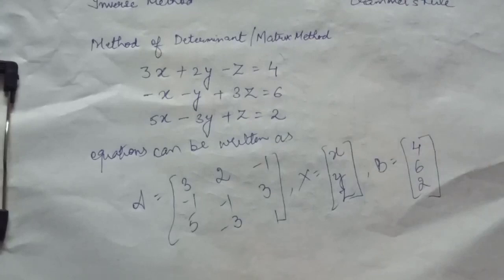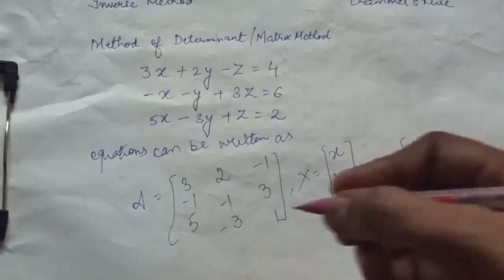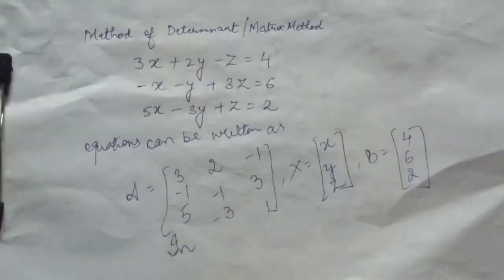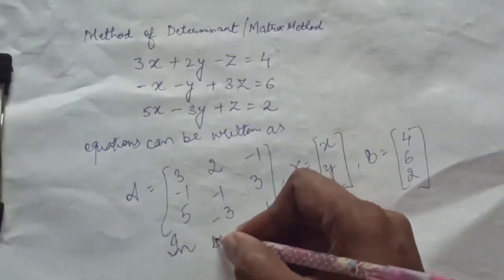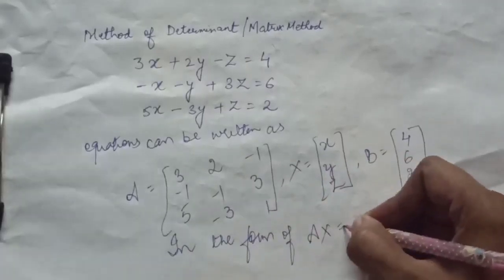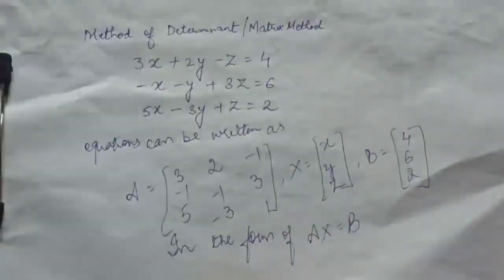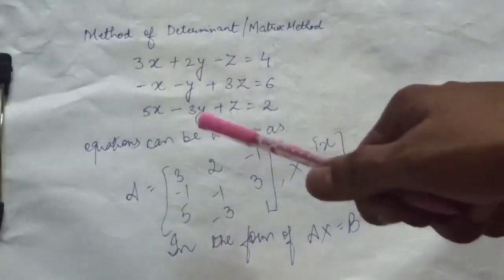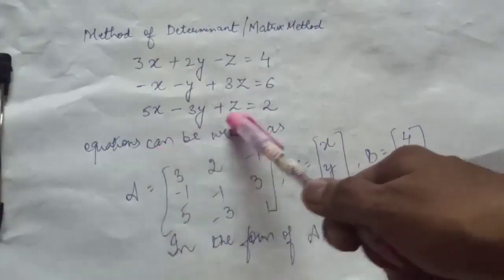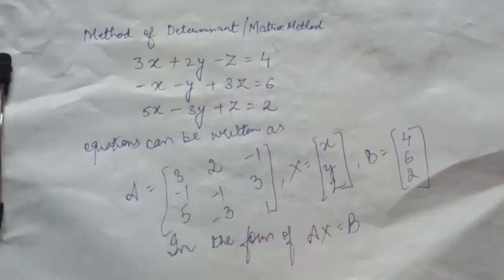So first of all, take out A, take out X and take out B. Then you will write it in the form of AX is equal to B. Because this was in the form of A, X was multiplied, AX is equal to B. So as it is, you have to write these two lines. Now you can see we have found A. Our A is here, right?